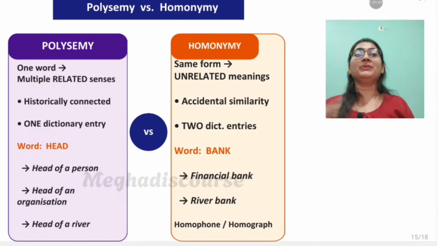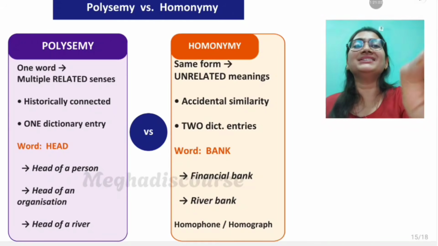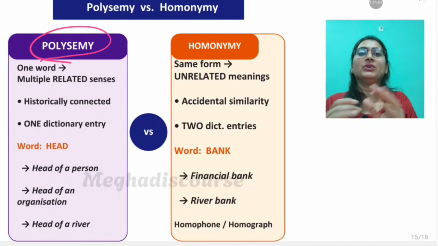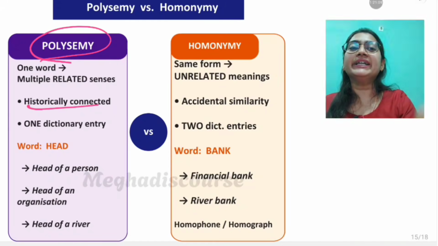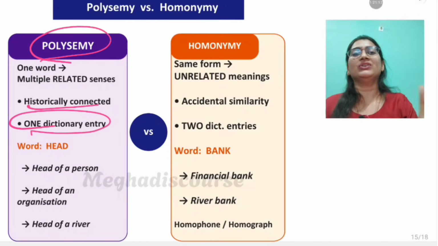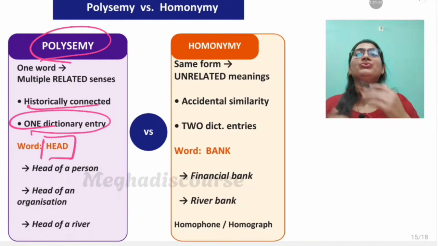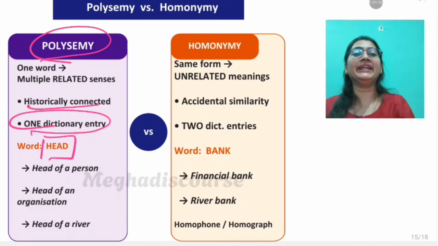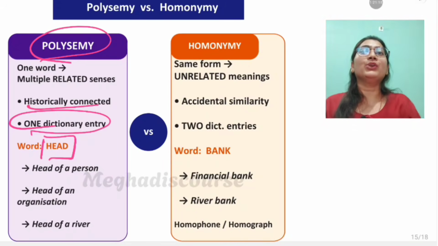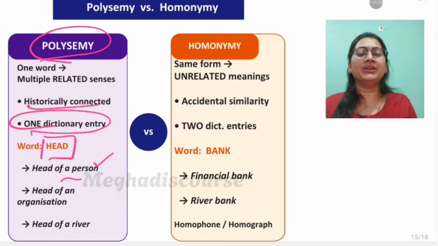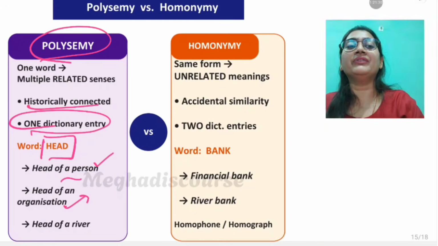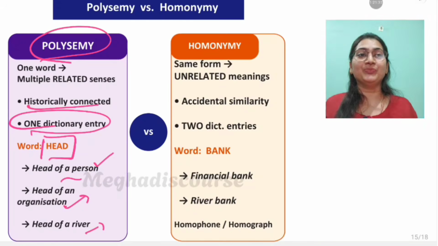Now, what is the difference between polysemy and homonymy? Polysemy: poly means multiple. One word has multiple related senses. They are historically connected, with one dictionary entry. For example, we have head of a house, head of a building, head of a person, head of an organization, head of a river. So the context is different. Head of a person; head of an organization, CEO, MD; head of a river, that is the source of the river.